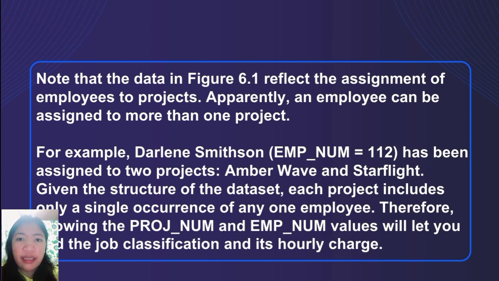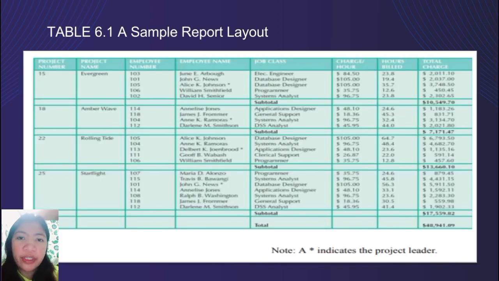For instance, Darlene Smithson is assigned to two projects, Amber Wave and Starflight. Each project has a unique occurrence of an employee. By knowing the project number and employee number, one can find the corresponding job classification and hourly charge for that employee. Okay, we have another table. So, table 6.1.